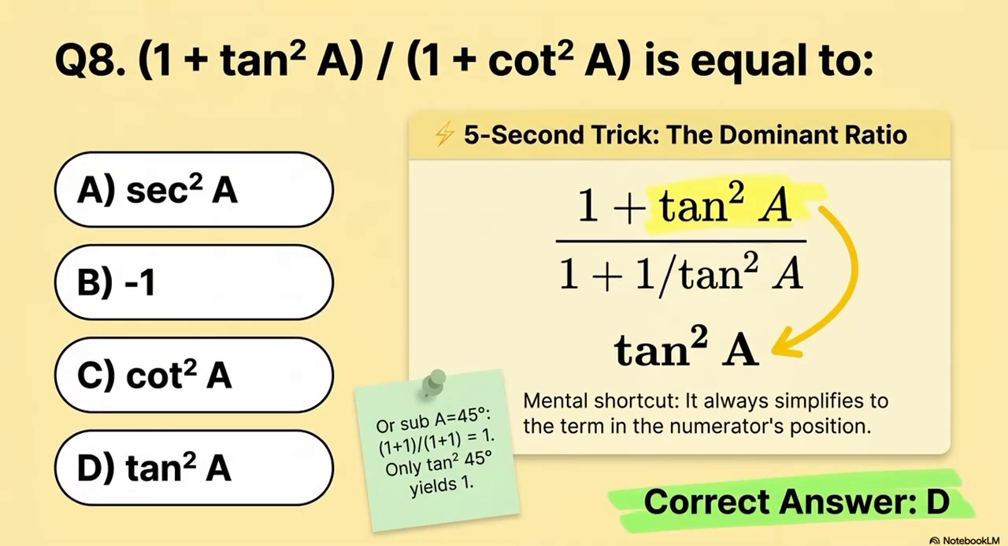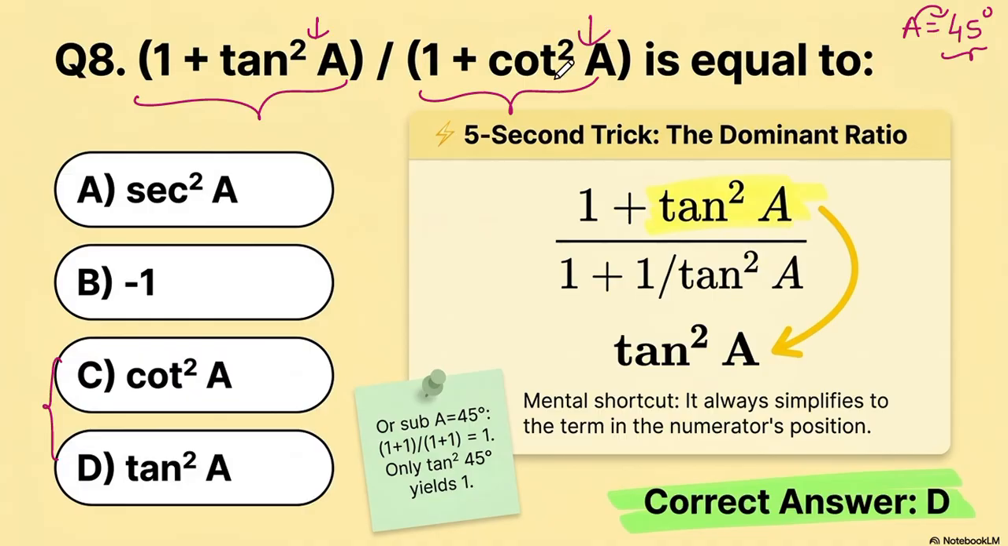Look at the next question. 1 plus tan square a upon 1 plus cot square a is equal to. This question also we can solve by taking a equal to 45 degrees. But in that case, two options will be correct, though we can eliminate two options. If angle a is 45 degrees, tan 45 is 1 and cot 45 is also 1. So we get 1 plus 1 square, that is 1 plus 1, 2, upon 1 plus cot square 45, which is also 1 plus 1, 2. So 2 upon 2 is 1.